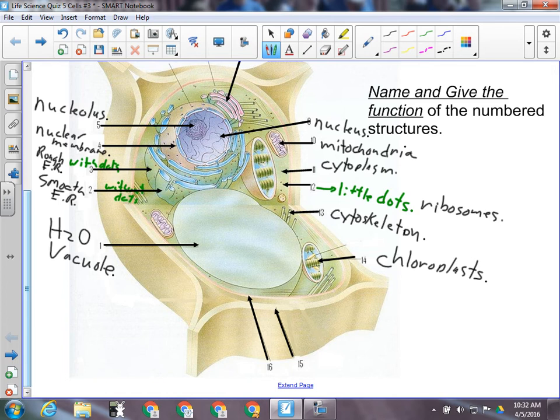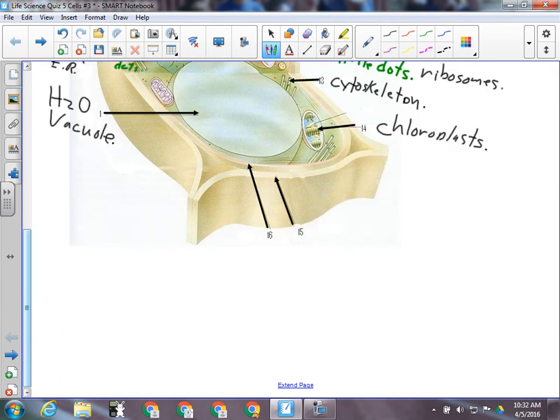Okay, number 15, the very outside of a plant cell is the cell wall. Okay, function of the cell wall: keeps the shape of the cell. It's the frame of the cell, okay? Support the cell. Number 16, then, just inside of that, is the cell membrane. Exocytosis and endocytosis are the words that should be there for the function.